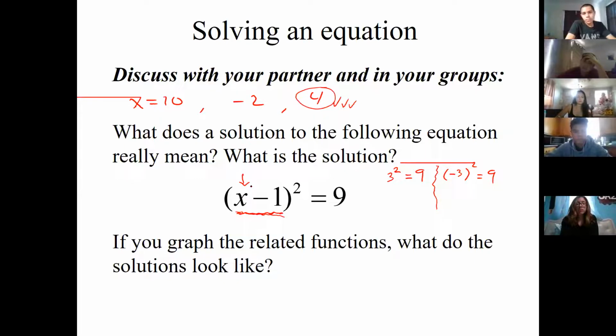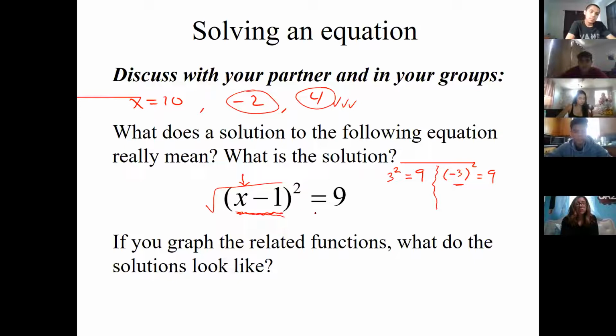Someone said -2. Well, what's -2 minus 1? -3. So -2 is a good answer. And maybe we are still waking up and we forgot to see the 2. Because if the squared wasn't there, I agree. 10 minus 1 gets us 9. But maybe we overlooked the 2 there. Because 10 minus 1 is 9, and 9 squared would be 81, which is not 9. So be careful there.